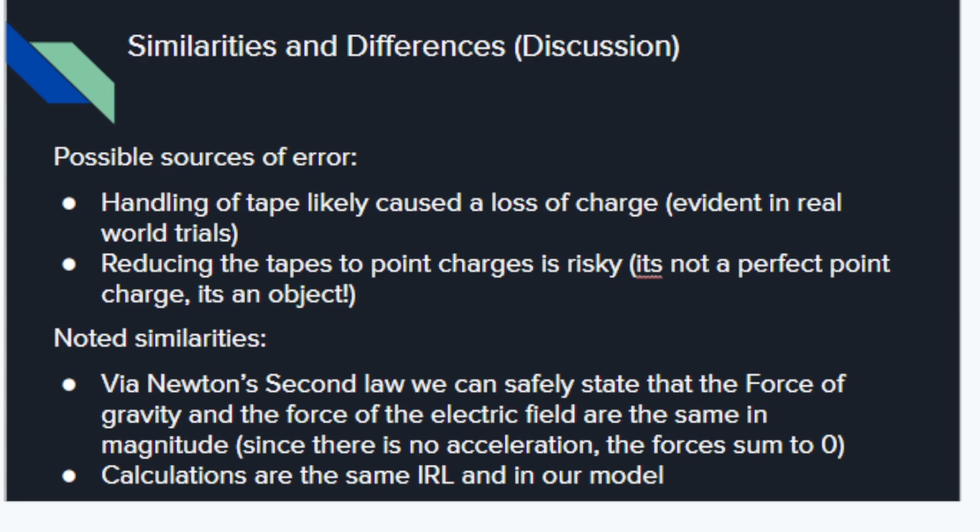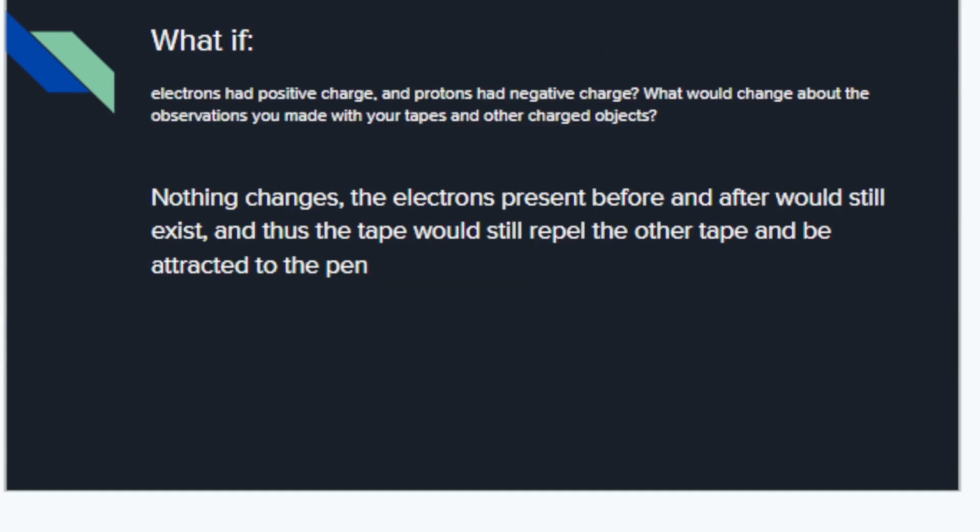What if the charges were switched? What would happen? Well, nothing changes. The electrons present before and after would still exist. You're just switching where they are. And thus, the tape would still repel the other tape because they would both still have the same charge, and they would still be attracted to the pen. Because in this scenario, the pen also has switched charges, and thus the relationships are still the same.